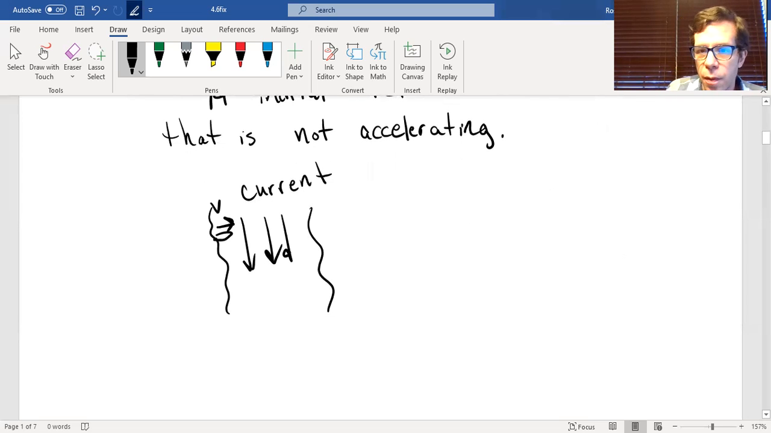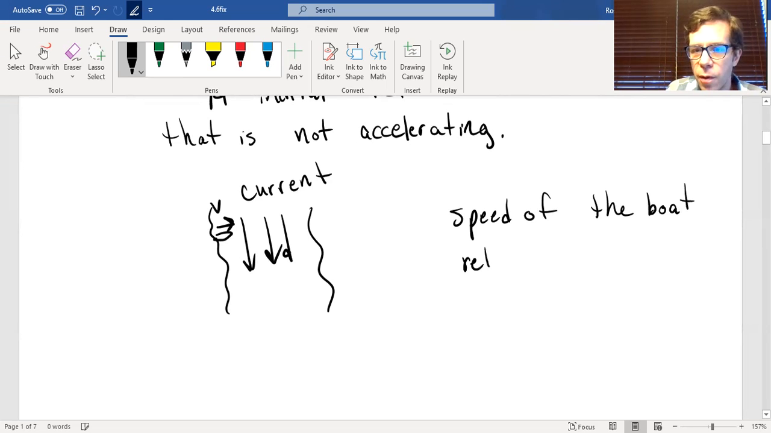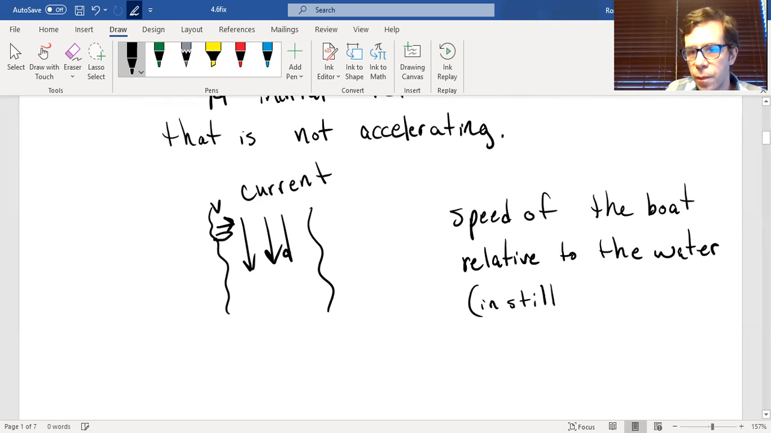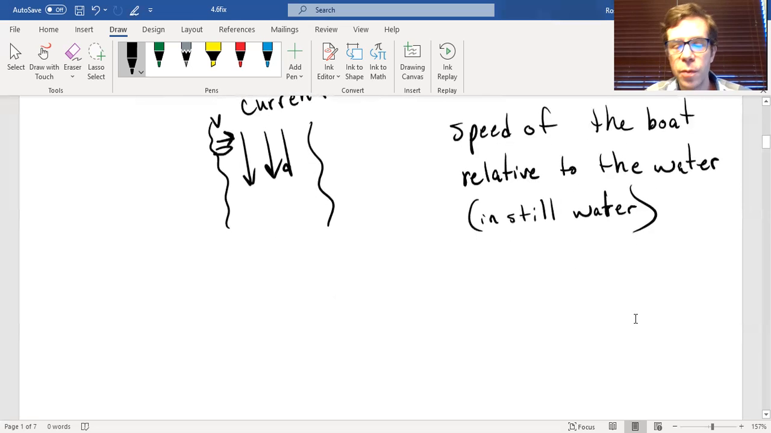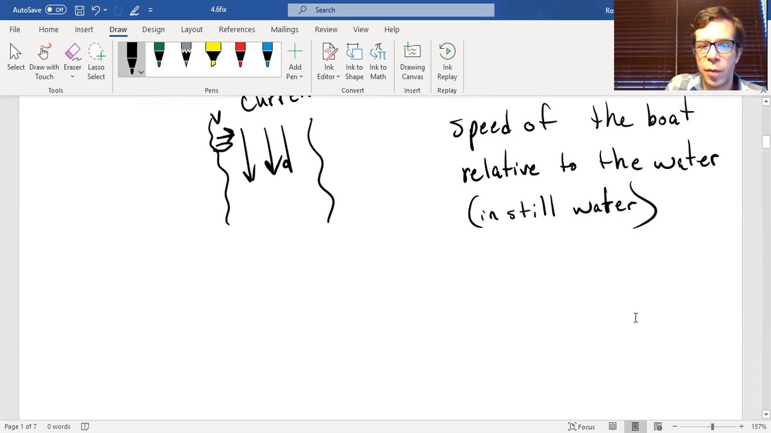If we talk about the speed of the boat relative to the water, what will often be referred to as in still water. That's the speed of the boat relative to the water, right? So if the water were not moving, that's how fast the boat would be moving. But in the moving water, we now need to talk about how the boat actually moves.